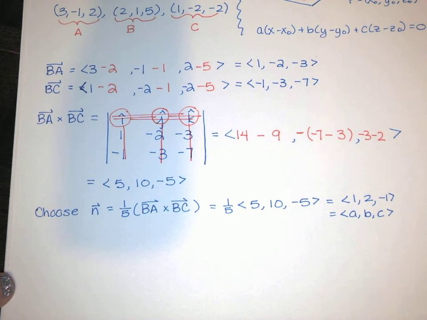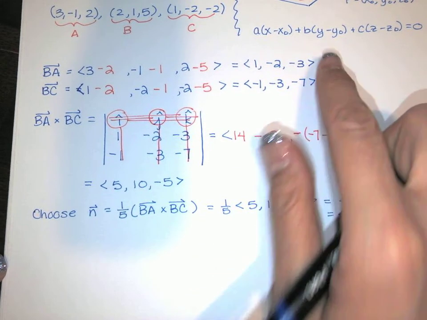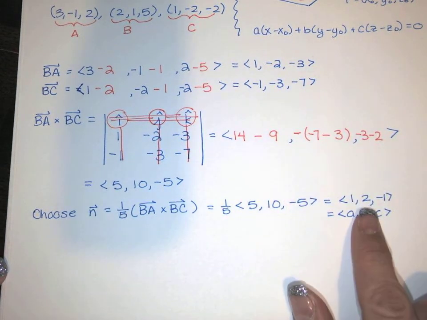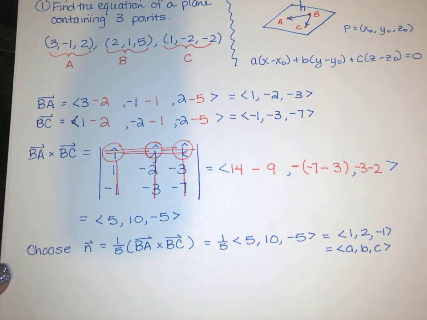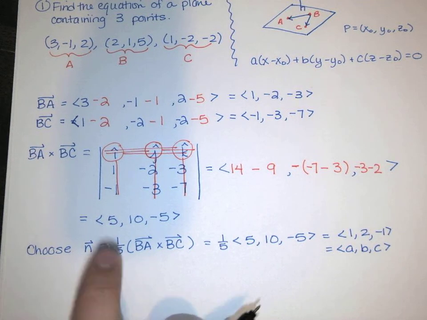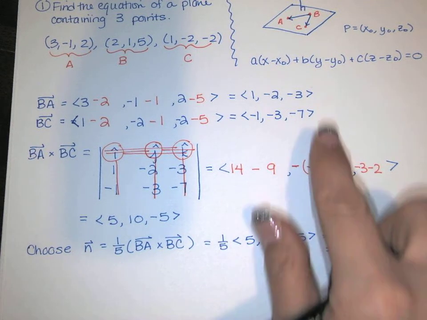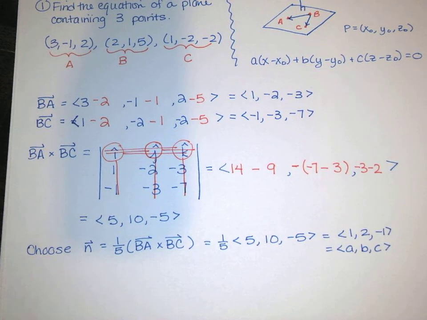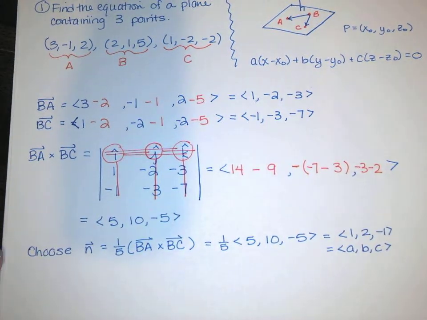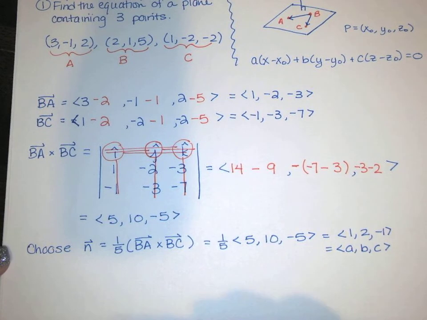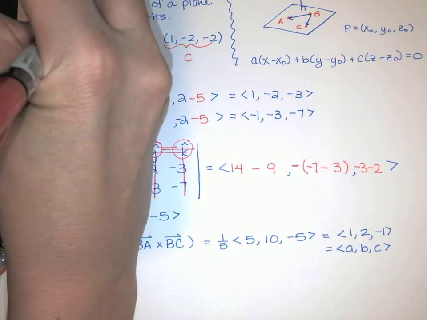And now we have everything we need to write down this equation. We needed a normal vector, and we have it. We found it by finding two vectors in the plane and then taking their cross product. And then we rescaled it just to make this equation as simple as possible. And now we can use this and any one of these as x naught, y naught, and z naught and substitute into that equation, and we'll have the equation of a plane. So I'll call this one x naught, y naught, z naught.